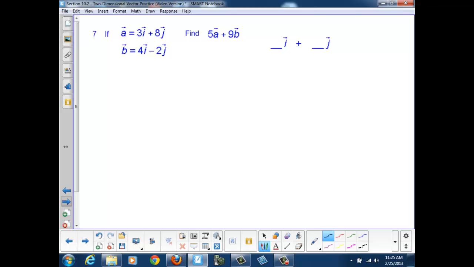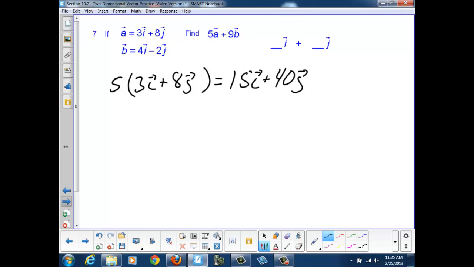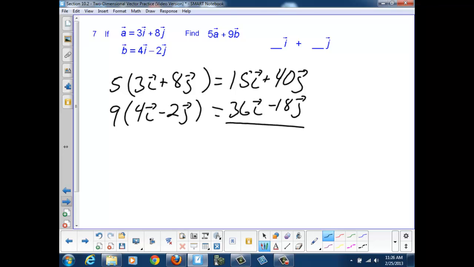Now if we want to find 5a plus 9b, we need to follow the same order of operations that we would in standard algebra. So we'll take 3i plus 8j, multiply that by 5, distribute, so we get 15i plus 40j. Do the same thing with vector b, except multiply by 9, so 9 times 4i minus 2j, which gives me 36i minus 18j. Now we're going to add those together, so 15 plus 36 gives me 51i, and 40 minus 18 gives me 22j. And there's our answer, 51i plus 22j.